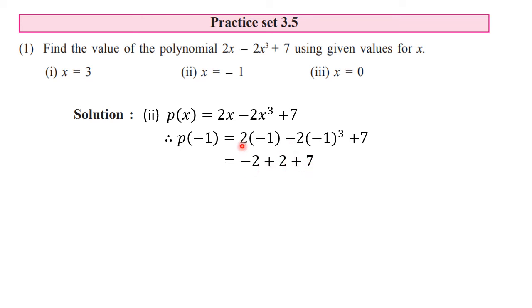Once again see, 2 into minus 1 is minus 2. Minus 1 cube is minus 1 into minus 2 is plus 2, and plus 7 as it is. So you will observe that this minus 2 and plus 2 will get cancelled and your answer is 7. So we can say that p of minus 1 is 7. All of you please write it down, and by using the similar steps you solve the first question also. Okay. Now let's go ahead.